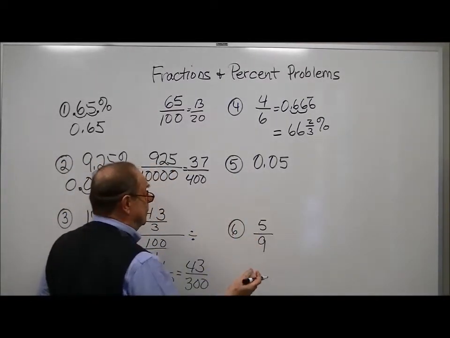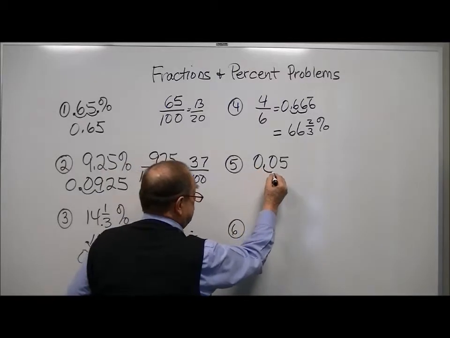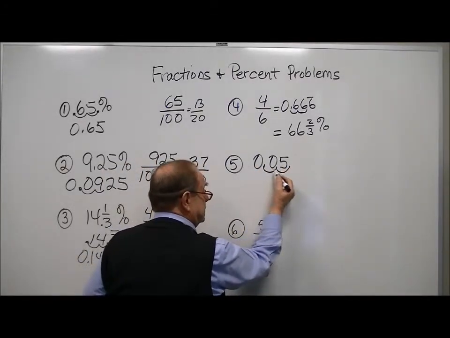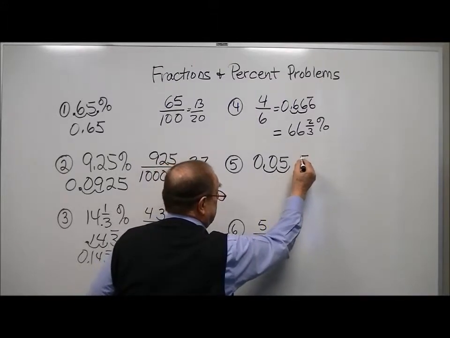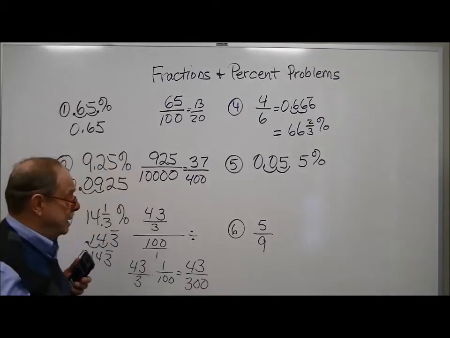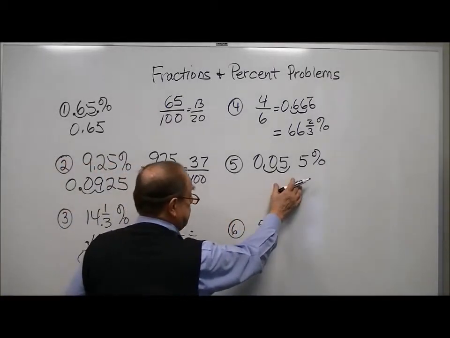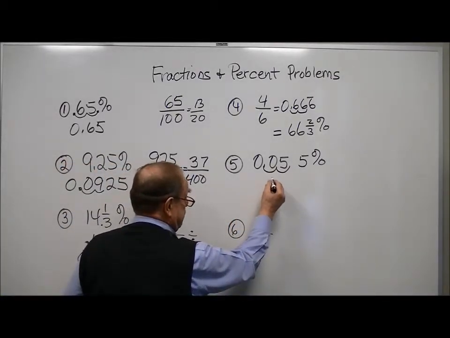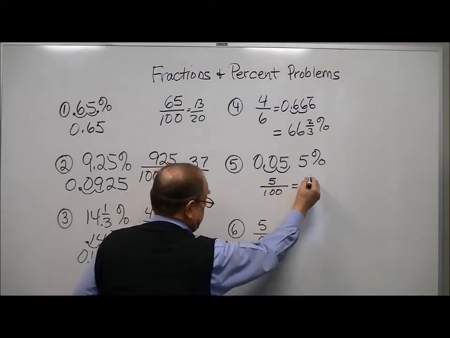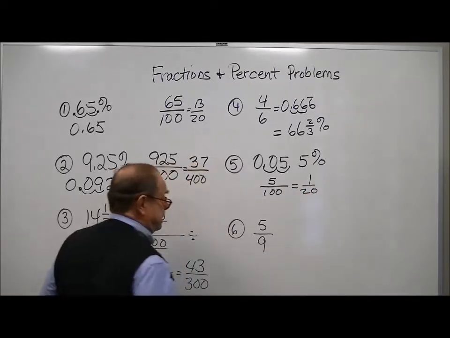It's in decimal form. To convert it to percent, you just move the decimal 2 places to the right and add a percent sign. And of course, if you wanted this in its fractional form, this would be 5 over 100, which is 1 over 20.